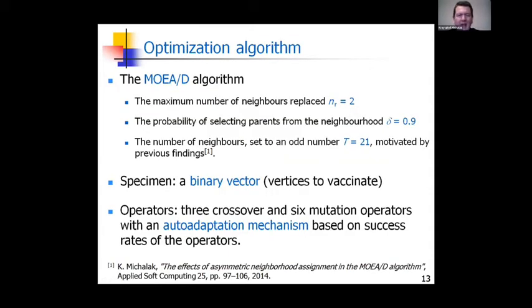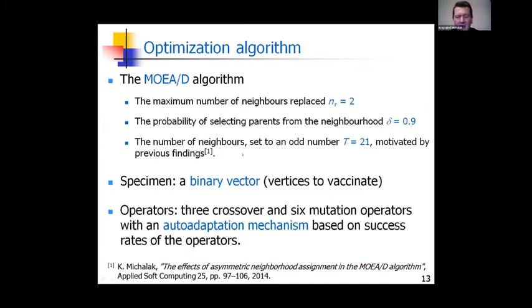For finding optimal solutions or Pareto optimal solutions in this case, the MOEA/D algorithm was used. Of course, it has some parameters. These parameters mentioned here, the number of neighbors replaced and the probability of selecting the parents from the neighborhood of a solution, are taken from the literature, and the size of the neighborhood is set to an odd number, namely 21, motivated by findings from a previous paper which studied the algorithm itself. It turned out to be beneficial to have an odd number of neighbors.